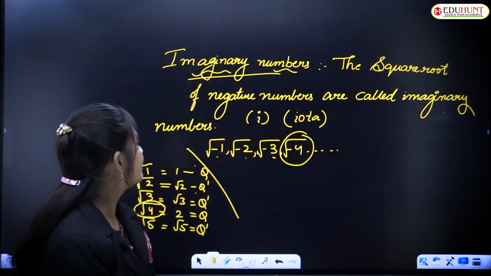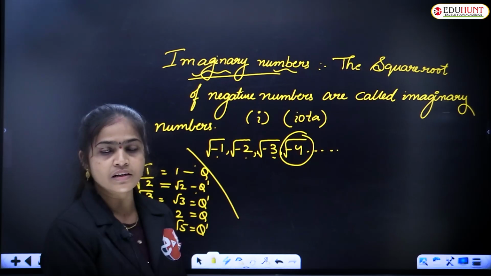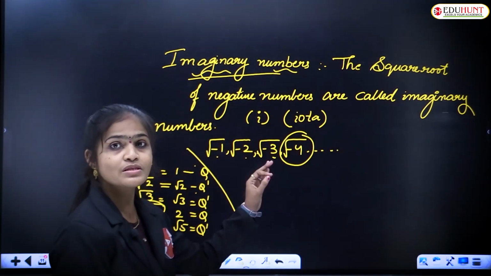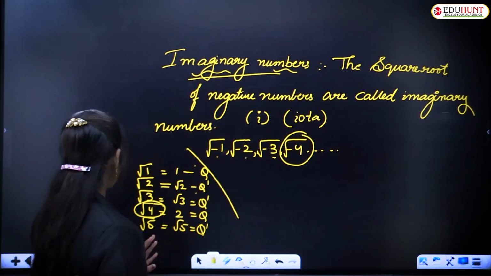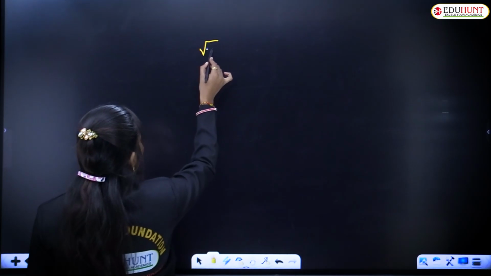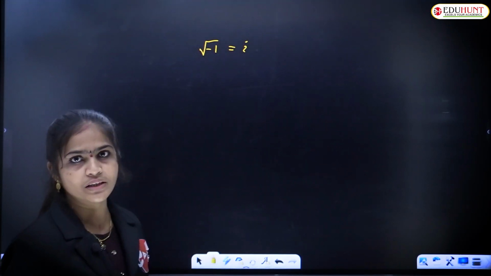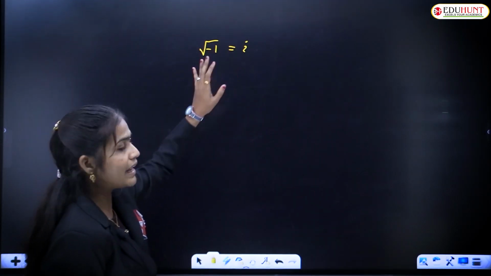So here, the square roots of negative numbers. Just see how to find the values of the square roots of negative numbers. Generally, square root of minus 1 is equal to i. That is the value of i here.